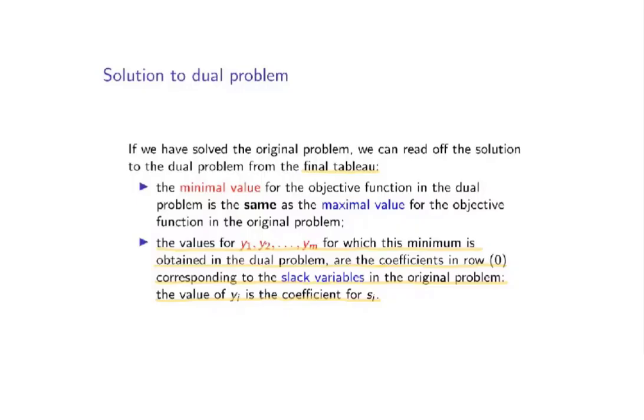Welcome! In this video, we shall follow up on the second fact we discussed in the previous video. When we reach the final tableau of the original problem and the dual problem, then the values for y1 up to ym, for which this minimum is obtained in the dual problem, are the coefficients in row 0 corresponding to the slack variables in the original problem. That is, the value of yi is the coefficient for si.